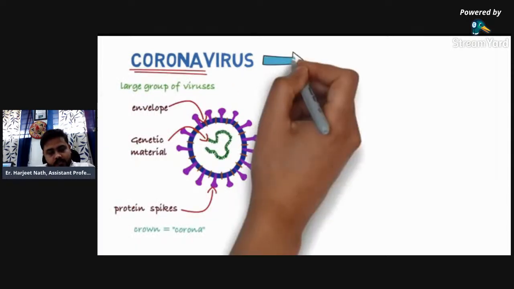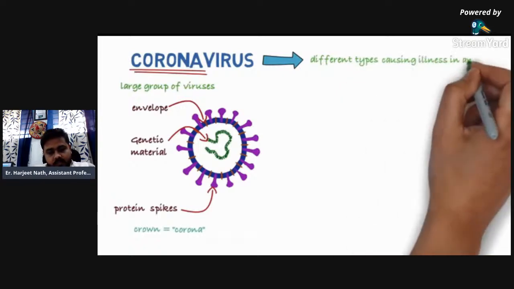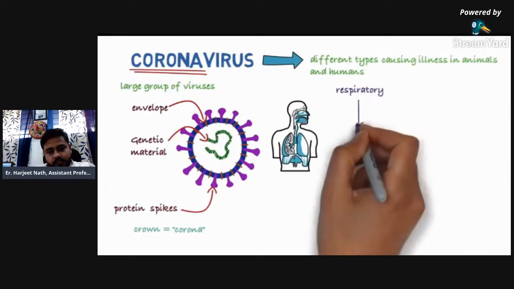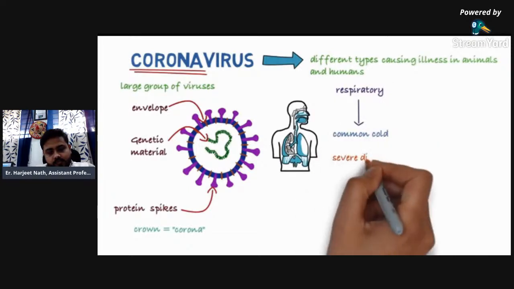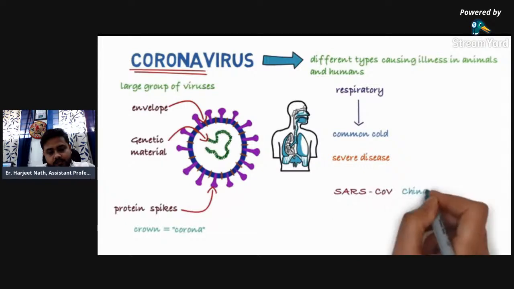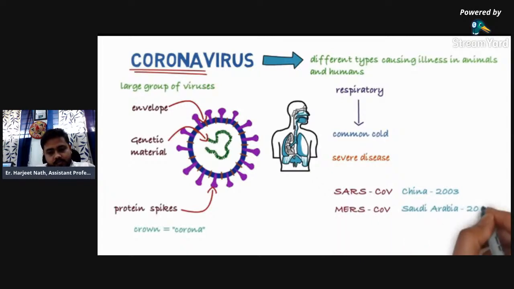There are different types of coronaviruses that cause illness in animals and humans. In humans, coronaviruses can cause respiratory infections ranging from the common cold to more severe diseases. These include the severe acute respiratory syndrome coronavirus, first identified in China in 2003, the Middle East respiratory syndrome coronavirus that was first identified in Saudi Arabia in 2012, and SARS-CoV-2, the name of the virus that causes COVID-19, that was first reported in December 2019.